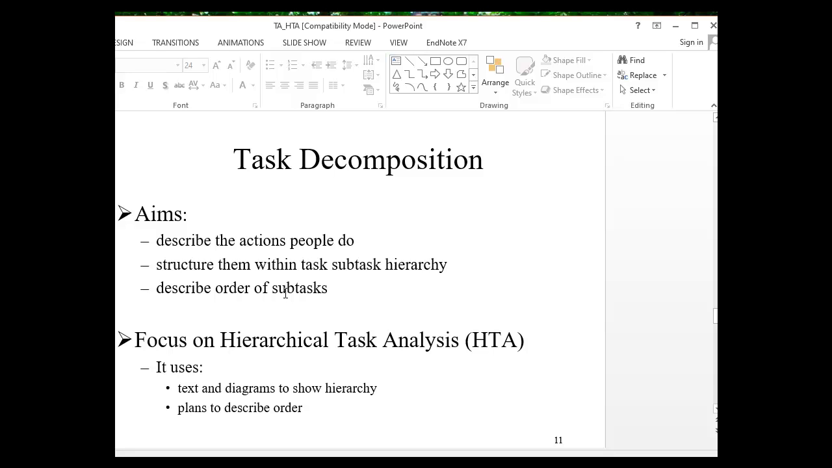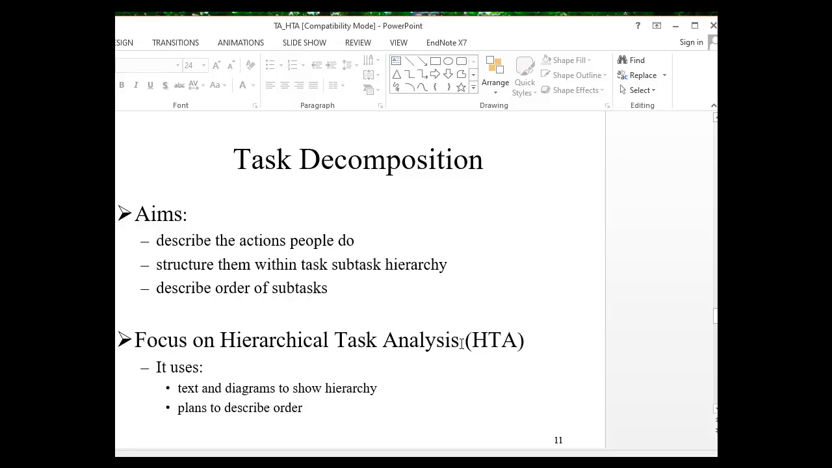Okay, so what is HTA? Hierarchical task analysis. I have also included an example of hierarchical task analysis in which the task is how we can make a cup of tea. So focus on hierarchical task analysis, HTA. It uses text and diagrams to show hierarchy.